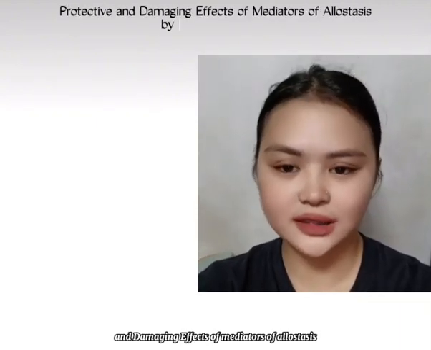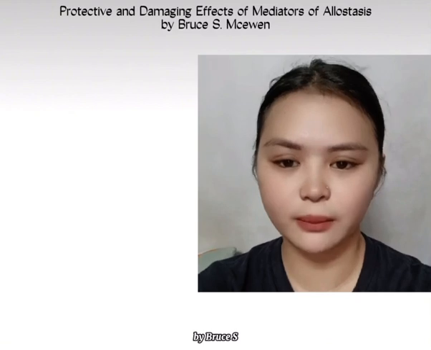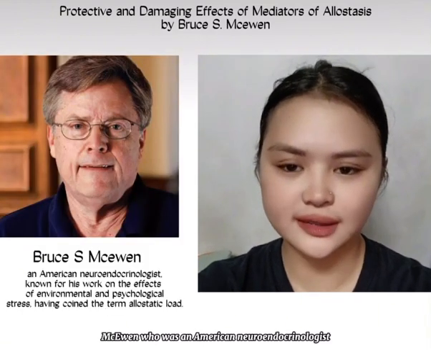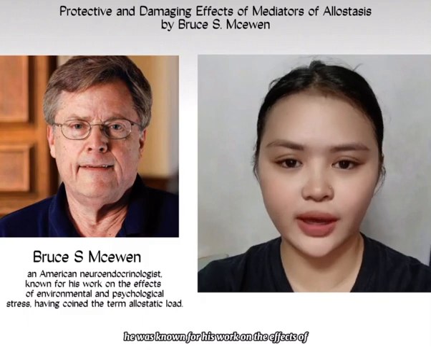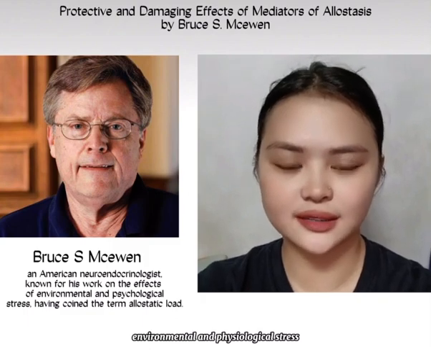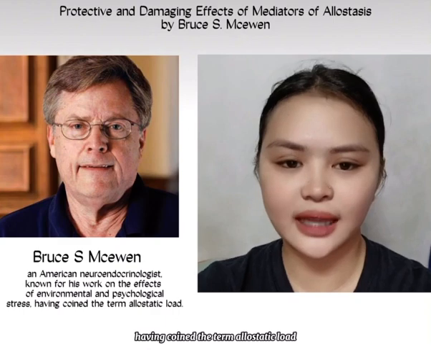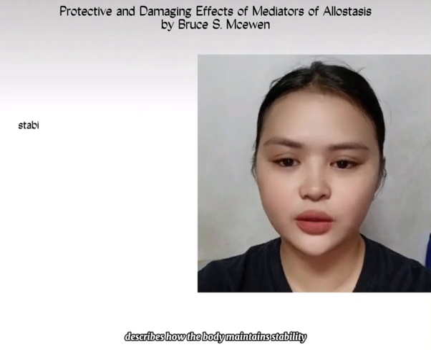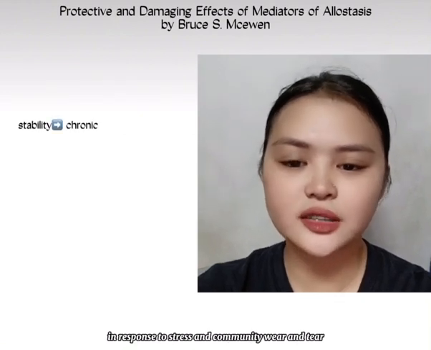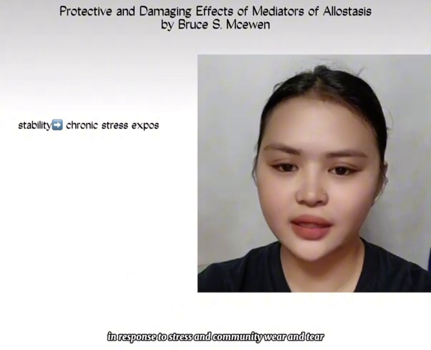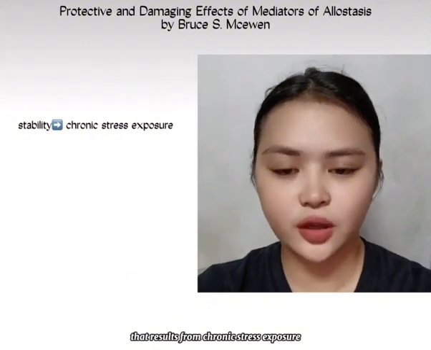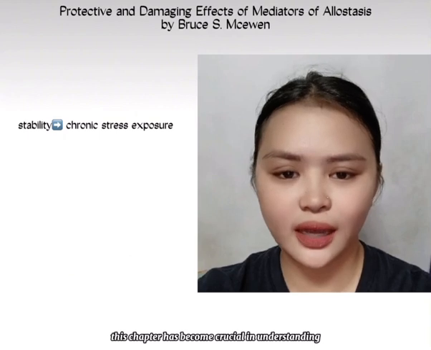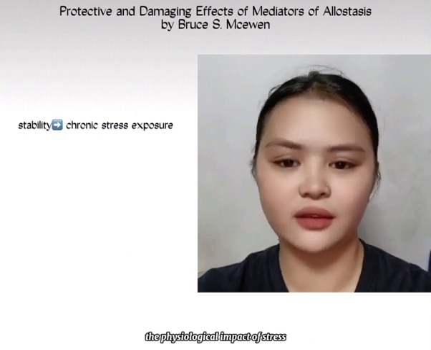Protective and Damaging Effects of Mediators of Allostasis is by Bruce S. McEwen, who was an American neuroendocrinologist. He was known for his work on the effects of environmental and physiological stress, having coined the term allostatic load. This chapter describes how the body maintains stability through physiological changes in response to stress, and the cumulative wear and tear that results from chronic stress exposure. This chapter has become crucial in understanding the physiological impact of stress.